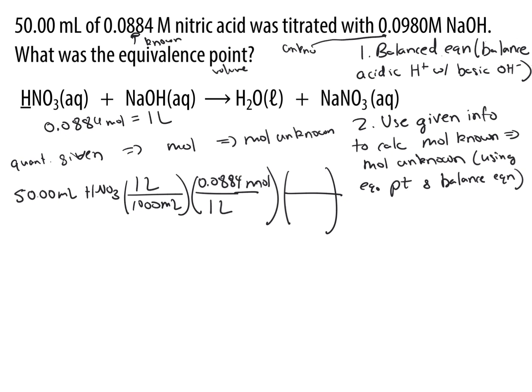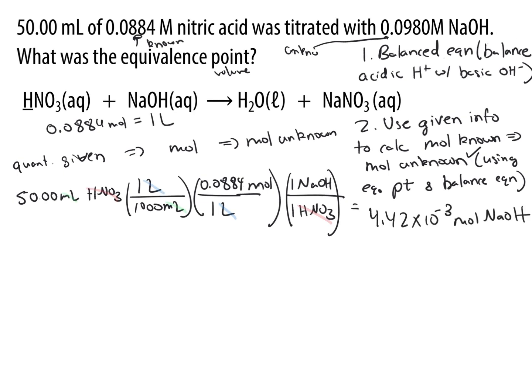If I want to know the equivalence point volume, which is the volume of NaOH that I'm adding, I need to go from HNO3 to NaOH. There I'm going to use a mole-to-mole conversion factor, which in this case is just 1:1, so times 1 NaOH for every 1 HNO3, just using that all of these coefficients happen to be 1 in this case. And now I have done step 2 here. I have gone to moles of unknown. Let me calculate that the number of moles of NaOH at the equivalence point is 4.42 times 10 to the minus 3.